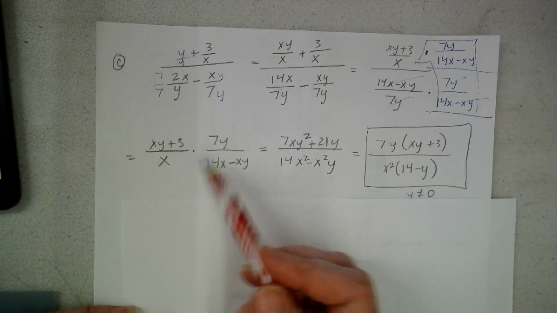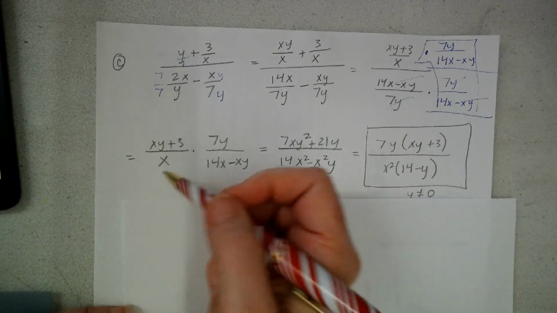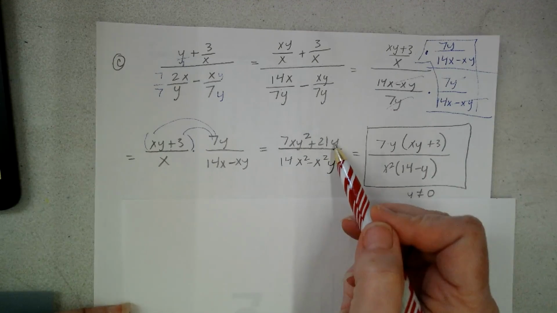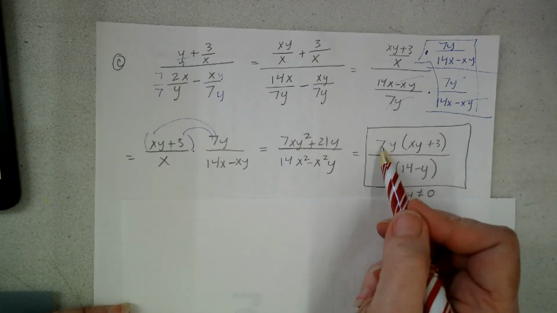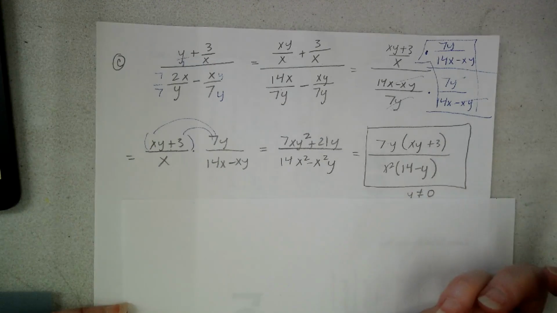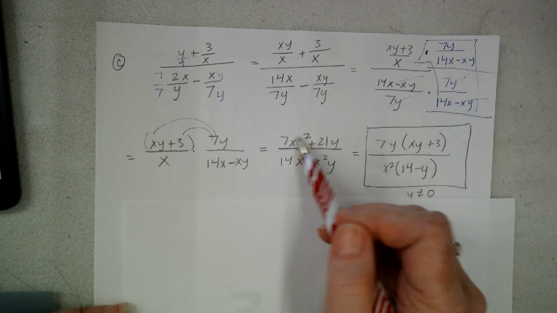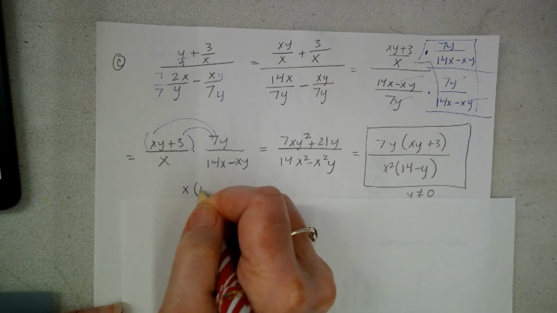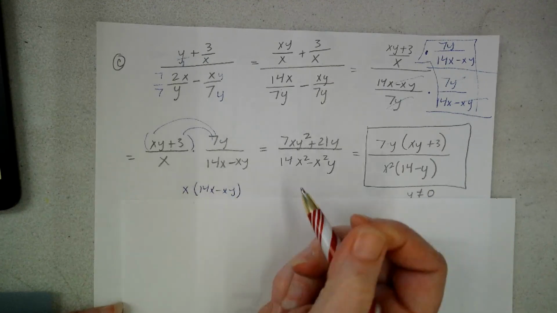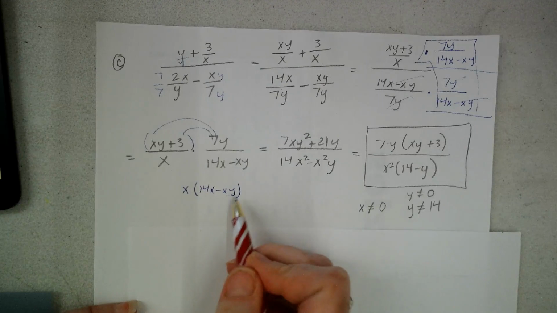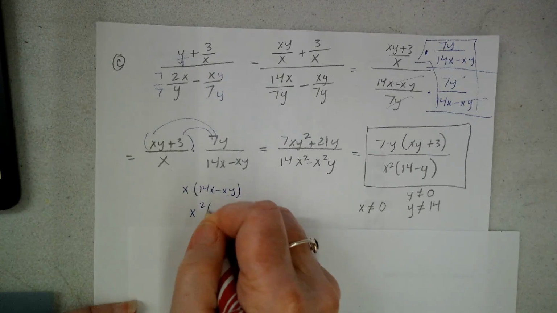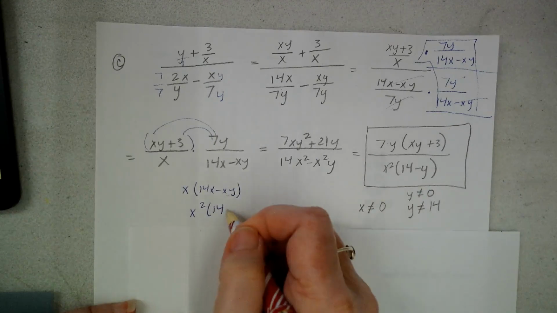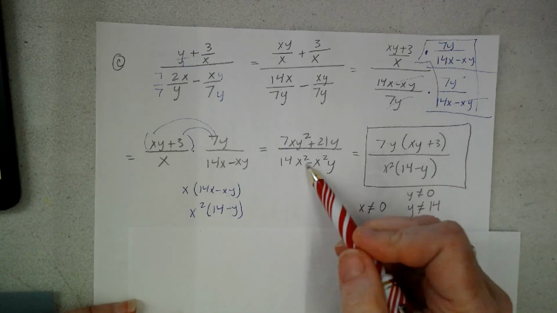And then, yeah, I went a little overboard over here. So I thought that maybe I would distribute it out, and that's what I did here. But then I saw in the answer book, they just left it as 7y times xy plus 3, which is great. I went overboard here probably. And this one, you could write it as x times 14x minus xy. But then these both have an x that you could factor out, so that ends up being x squared times 14 minus y.